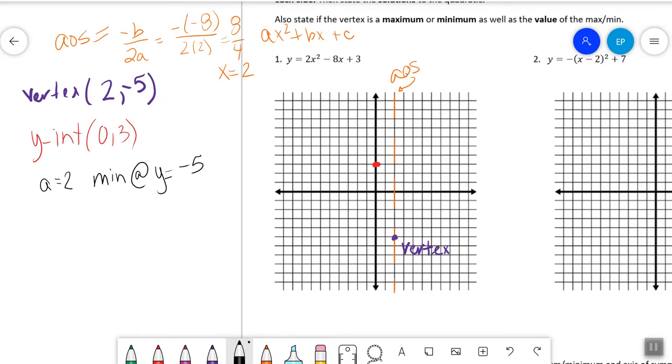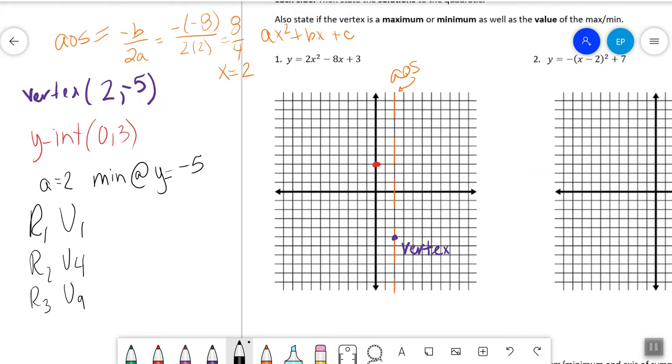Please don't do that. And then the next thing I do is right 1, up 1, right 2, up 4, right 3, up 9. This comes from the general shape of a quadratic. If I plug in the values to the left and to the right, I will get exactly 1 value up from my vertex. If I go 2 units out, I'll get exactly 4 units up.